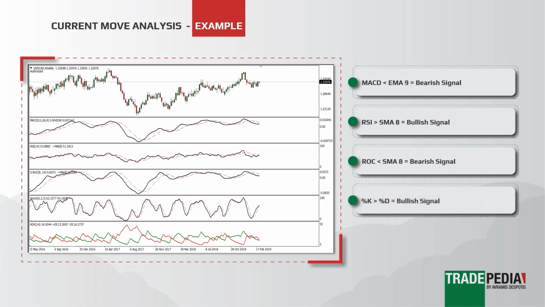As the 5th current move indicator, the plus directional indicator is below the minus directional indicator, giving a bearish signal. As a conclusion, since 3 out of the 5 indicators are giving bearish signals, we conclude that the current move is weak down.